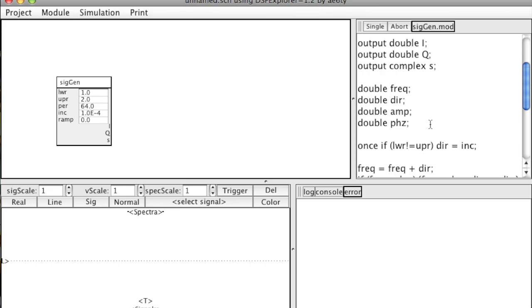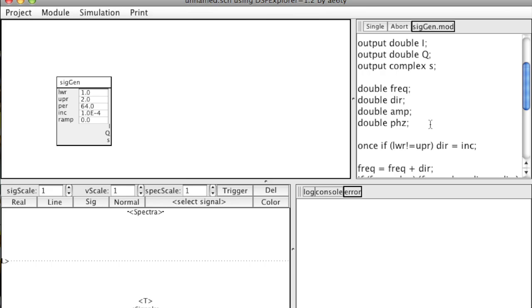DSP Explorer allows you to declare the variables any time before you use them. Some programmers declare variables immediately before their use. Others declare variables at the top. I mix and match the styles, which is probably bad, but there it is. As we saw in the first tutorial, variables are initialized to 0 at compile time.